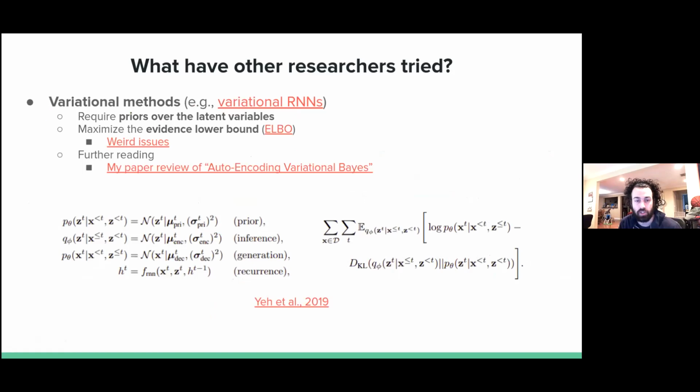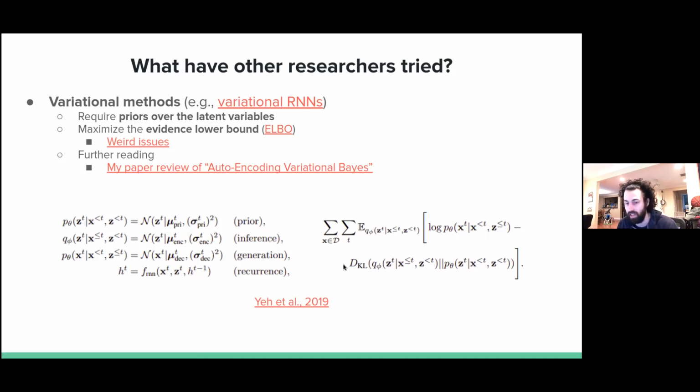Additionally, most of these methods have used a variational approach, using variational methods that maximize the evidence lower bound instead of maximizing the likelihood or minimizing the negative log likelihood, depending on how you want to think about it. This can lead to really weird issues. I linked to a cross-validated post where people are talking about how they have to weight the two losses.